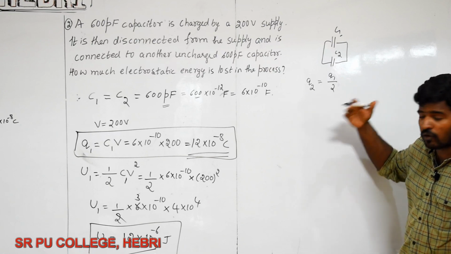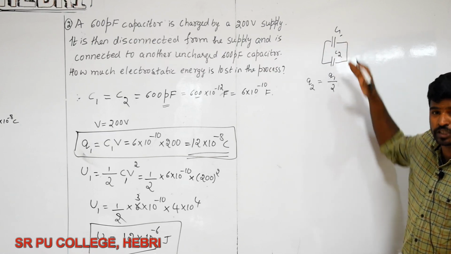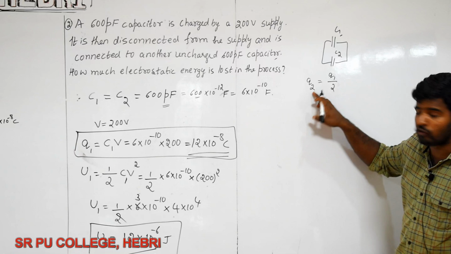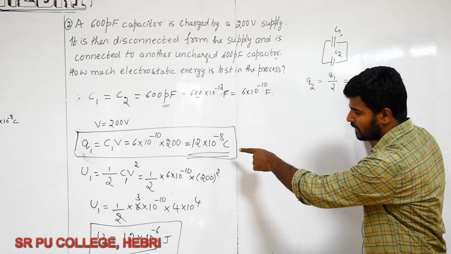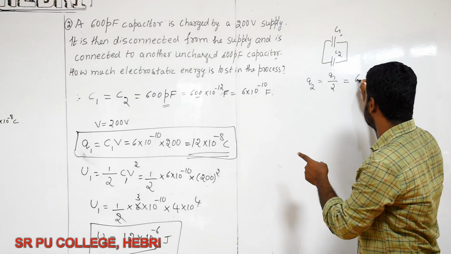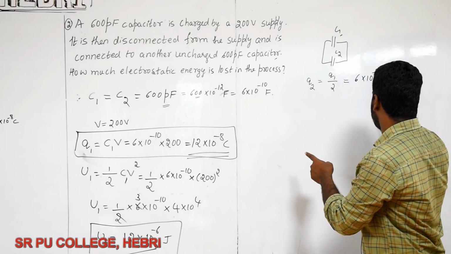What does C1 do with the charge it holds? C1 gives it to C2. That is the reason why Q2 is equal to Q1 by 2. The value of Q1 is 12 into 10 raised to the power minus 8 coulomb, divided by 2. That will be 6 into 10 raised to the power minus 8 coulomb.